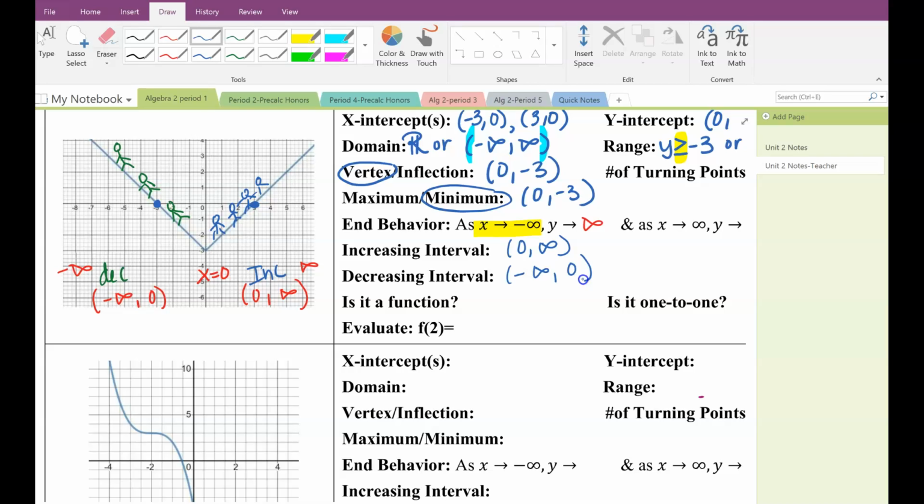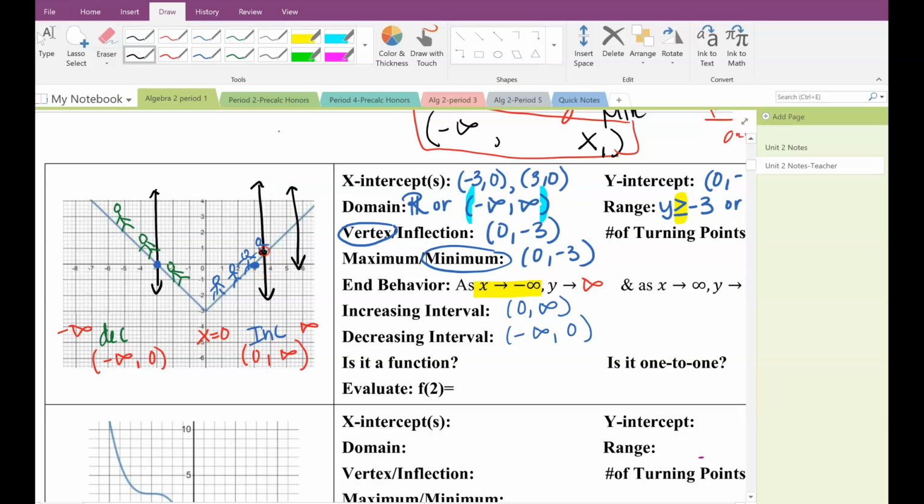Next piece, is this a function? Okay, remember we talked about a function meaning that only one x, right? One x maps to one y, or it passes the vertical line test. So if I draw infinitely many vertical lines, is the x value touching more than one time? In this case, whatever x I draw is only once. So this is a function.